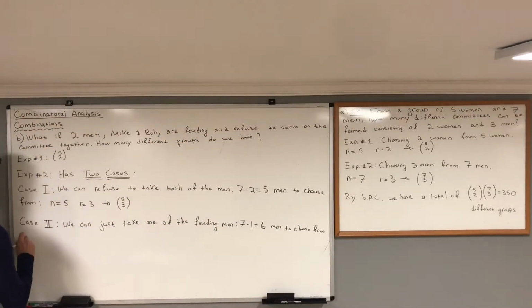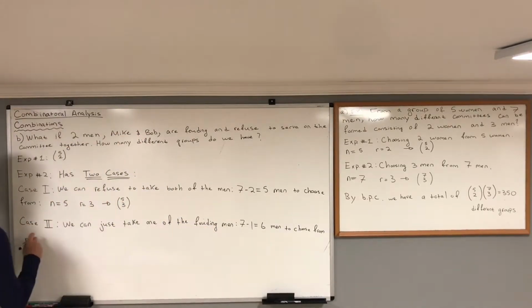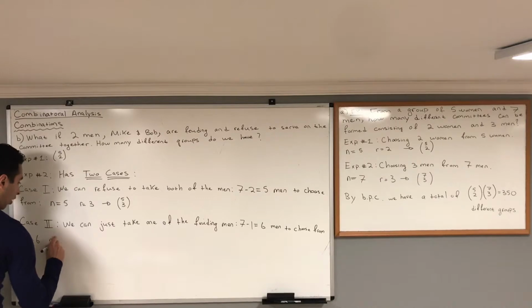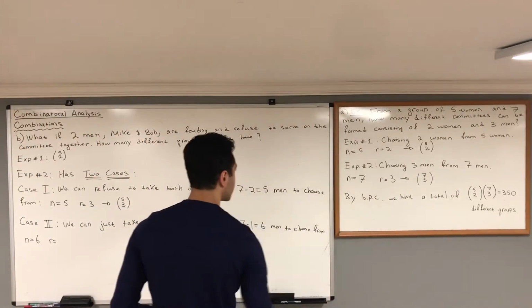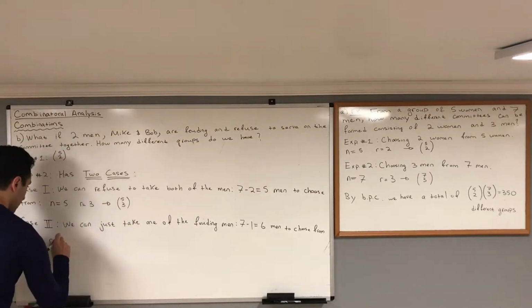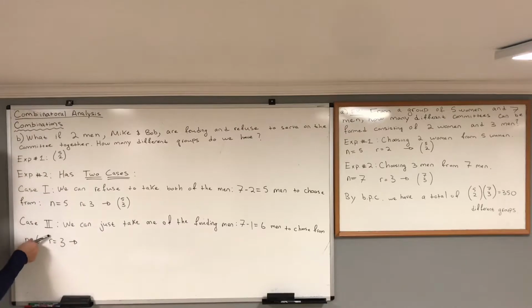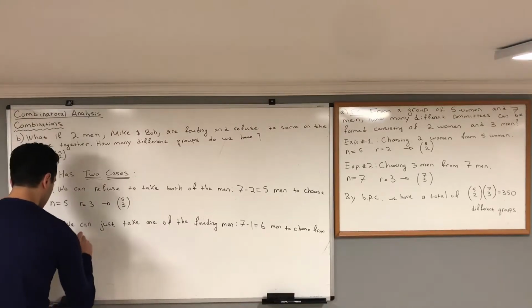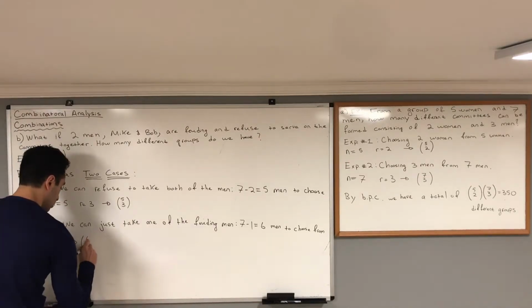So in case 2, what is our new n? Well, I have 6 total men now to choose from. So n equals 6. And what is our r? Well, we're still forming a group of 3 for the men. So r still equals 3. So the number of outcomes for case 2 in experiment 2 is n choose r, or 6 choose 3.